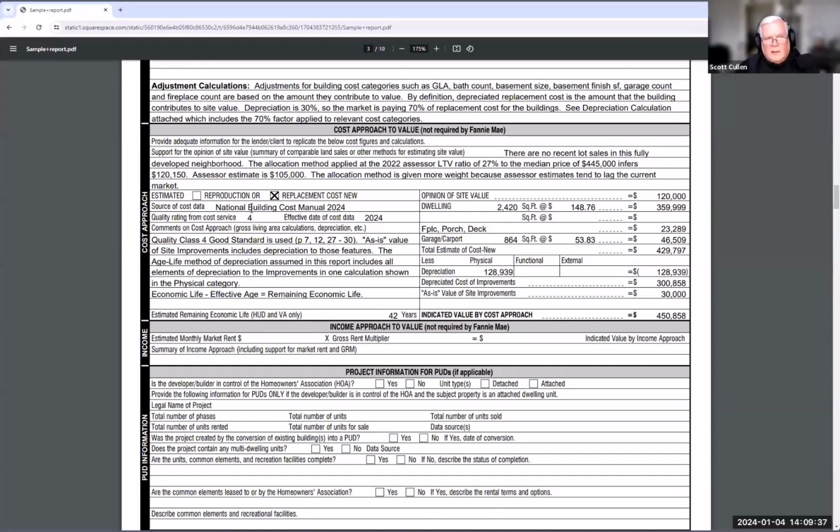I state I'm using replacement cost new, not reproduction cost. And the reason I use replacement cost is I have current cost data. So National Building Cost Manual 2024 is how I state the source of the data. I don't say Solomon. Solomon is like saying it's a National Cash Register company calculator. It's just a calculator. It's kind of developed in Excel. You could do this in Excel. My partner has coded it into C# that can be served on a website, but we're just a calculator. We're not a source of data.